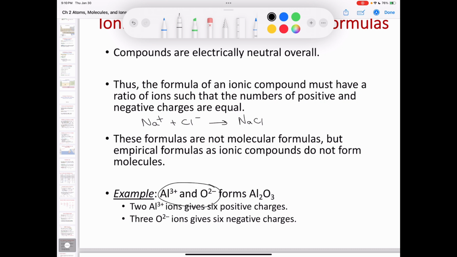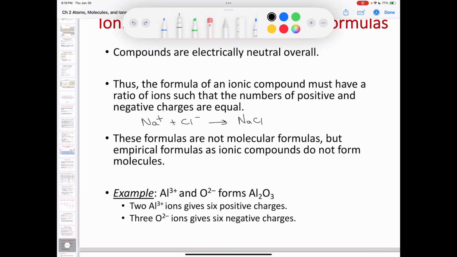What if you wanted to make a compound between aluminum and oxygen? Well, plus 3 and negative 2 don't balance each other out, right? Plus 3 plus negative 2 gives you a positive 1, so that's not neutral. But if you take your aluminum and you multiply it by 2, and if you take your oxygen and you multiply it by 3, then what would you get?